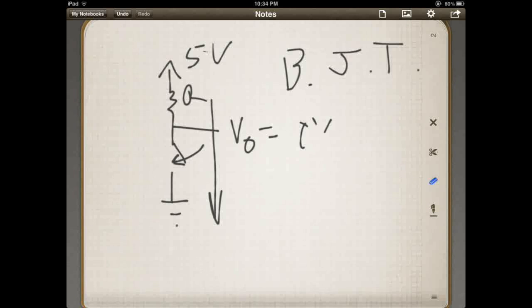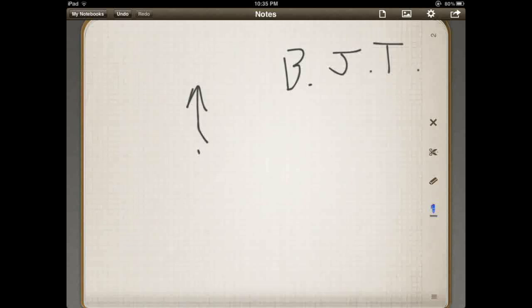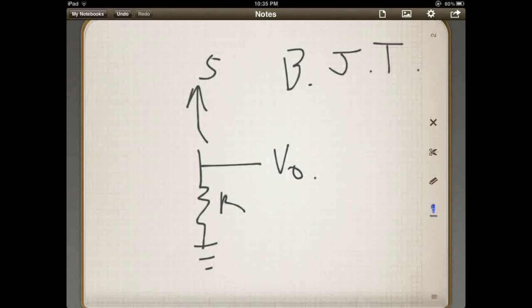And so for that one, let's get rid of this. A high side switch is just the opposite. You're going to have the switch on the top and the resistor on the bottom, and of course your Vout in between. Say this is 5 volts. So how this is going to work is the same difference.